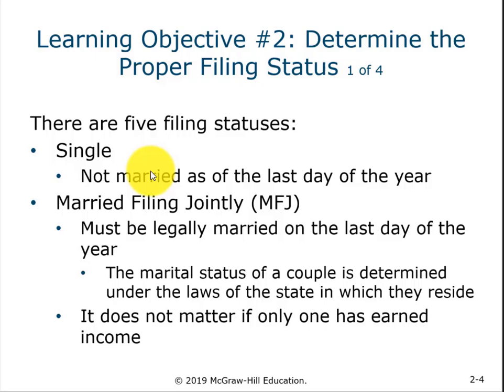If you get married, you are married. All right, so single and married filing jointly, kind of the most common. You must be legally married, and the marital status is determined by the state, under the laws of the state. So we find that happens fairly often in tax law.